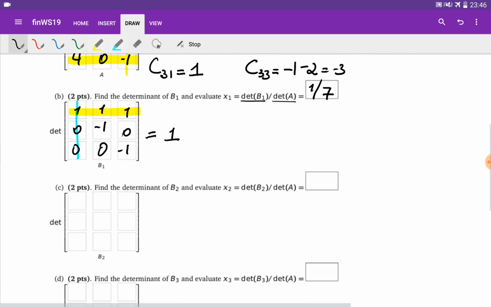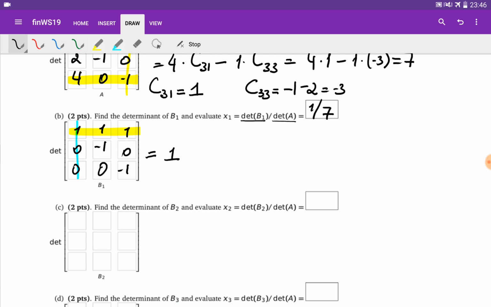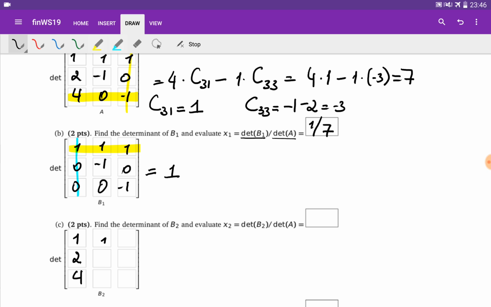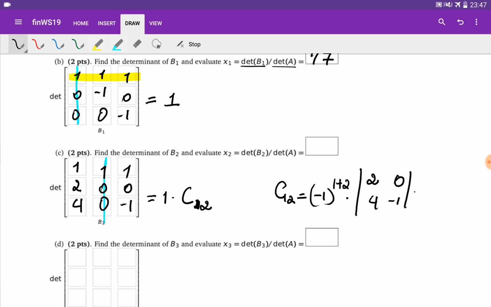So now we are going to substitute the second column of this matrix A with the right hand side part. It's going to be 1, 2, 4, 1, 0, 0, 1, 0, minus 1. Again, we're going to go through the second column. That is going to be 1 multiplied by its cofactor, which is C1,2. So C1,2 is equal to minus 1 to the power of 1 plus 2 multiplied by the determinant of the matrix when we eliminate the first row and the second column. It's going to be 2, 0, 4, minus 1, which is going to be minus 1 multiplied by minus 2, or simply 2. So x2 is going to be 2 over 7.